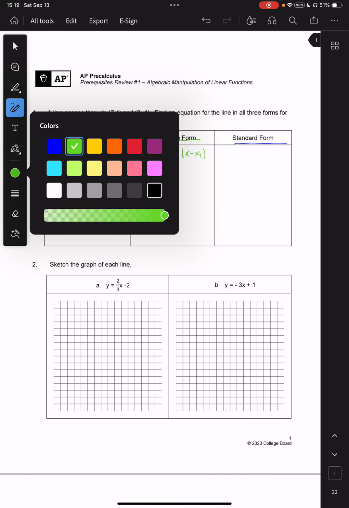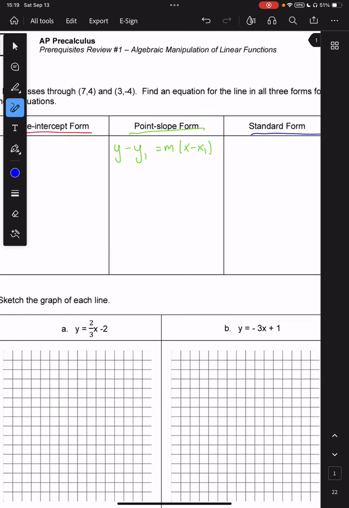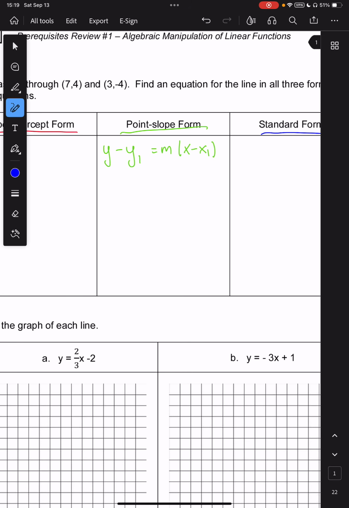And so when we're looking at what the question's asking, our question is asking that a line passes through (7, 4) and (3, -4), find an equation for the line in all three forms. So we already have our 2 points, (7, 4) and (3, -4). So let's start by finding our m. Our m stands for slope.